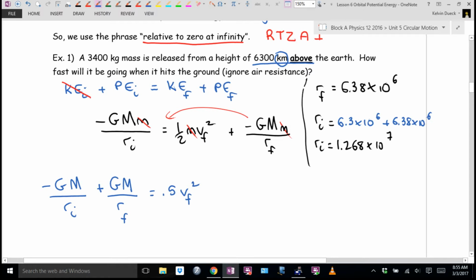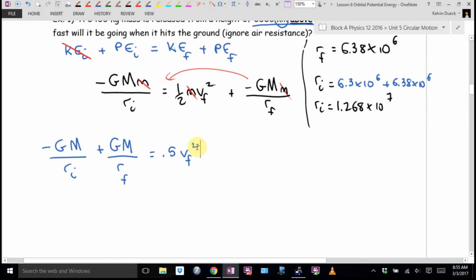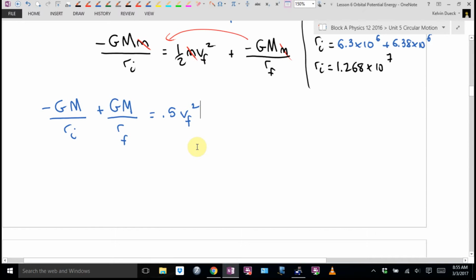I'm going to not get V final by itself. I'm going to calculate the whole left side, and eventually, once I have the whole left side, then I'll divide by 0.5 and take the square root as a final step. We've done that a zillion times. But this is going to be some heavy-duty plug and chug. I'm going to give you a little bit of advice. Put your calculator down.